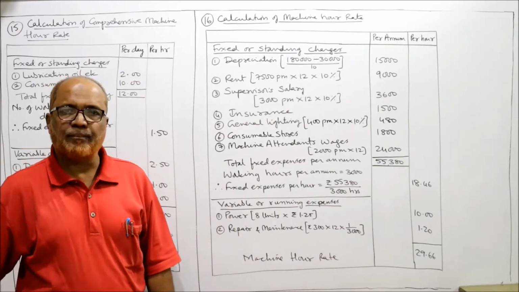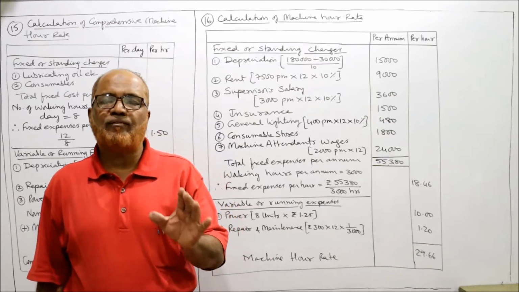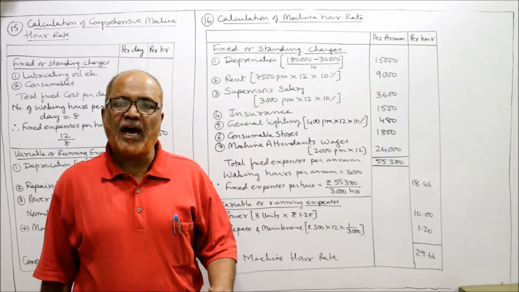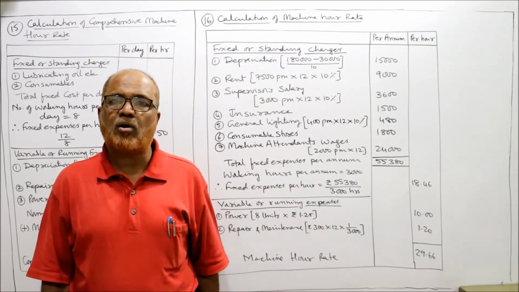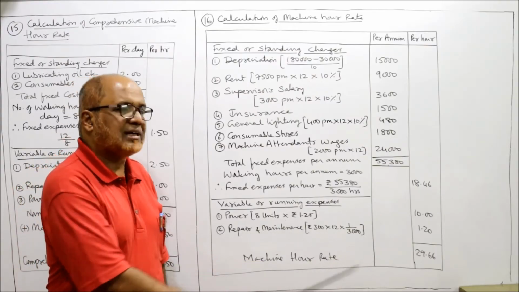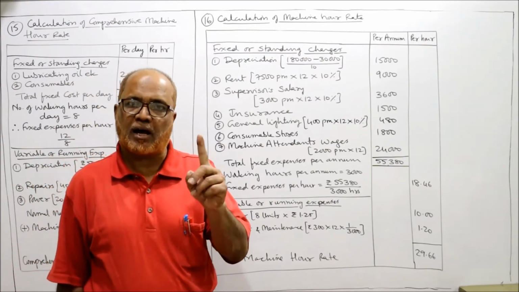First we will take power. It is given in the problem that in 1 hour 8 units are consumed, and for each unit the power cost is 1 rupee 25 paisa. So 8 into 1.25, 10 rupees is the power charges per hour.